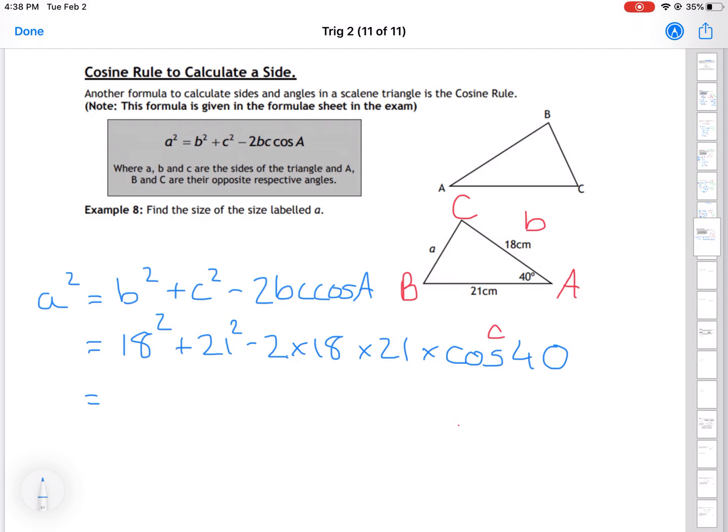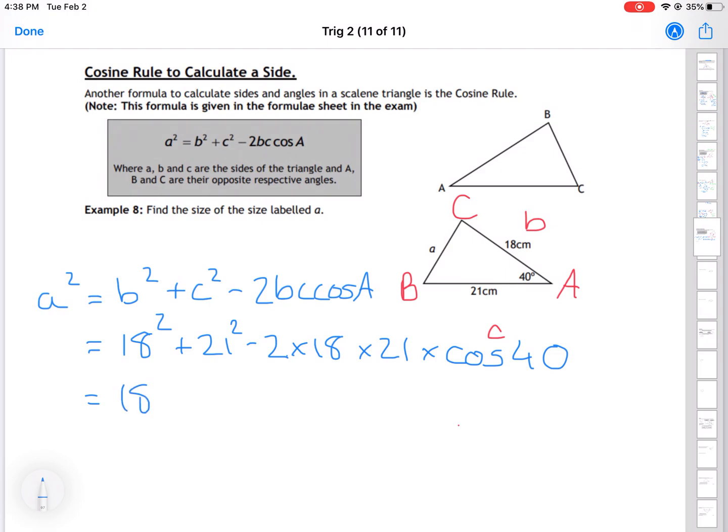Now this can go straight into your calculator. If you've got a scientific one, that's the best use for these questions. Otherwise, you've got the online calculator as well, which will do the same thing. So 18 squared plus 21 squared, put all of this in, minus 2 times 18 times 21 times cos 40. Your calculator will do the BODMAS calculations, it will do the section at the end, and then it will take away that from the section at the beginning.